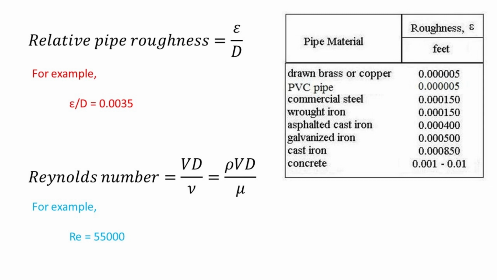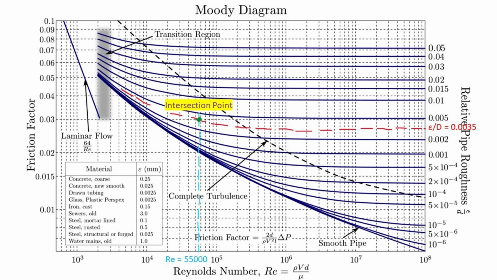Next, compute the Reynolds number for the flow, as outlined in our previous video. Then, identify the point where the curve of relative roughness intersects with the calculated Reynolds number. Finally, trace horizontally from this intersection to the left axis to determine the friction factor. In cases where the intersection falls between two friction factor values, estimation may be needed.